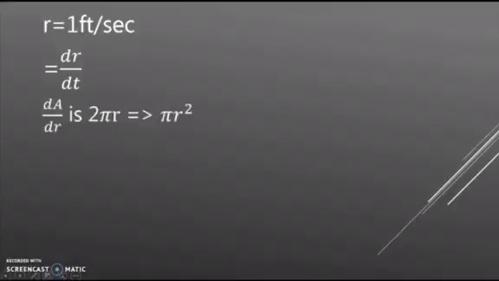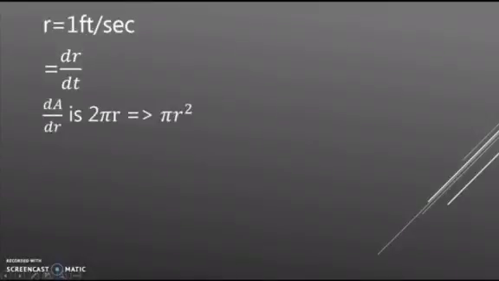So first, we write the given, which is the rate of increase of the radius, 1 foot per second, which is also dr over dt. dA over dr is 2 pi r, because it comes from the derivative of the formula for the area of a circle, which is pi r squared.